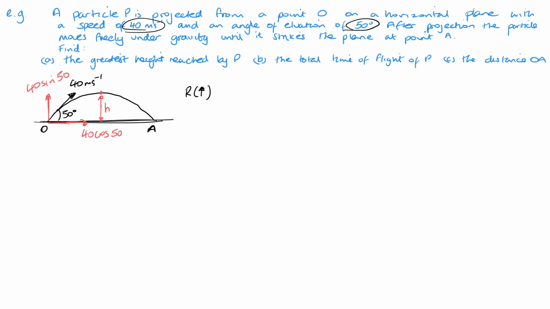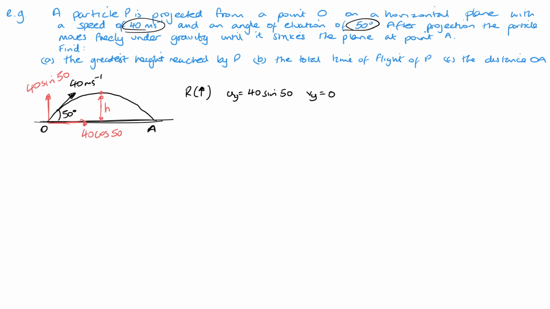So we're looking at the vertical direction, and the initial vertical velocity is 40 sine 50. It's that vertical component. It makes it easier to use v and u with a little y, y for the vertical directions and x for the horizontal ones. It just might help you make sure you don't make any mistakes as you're going through.